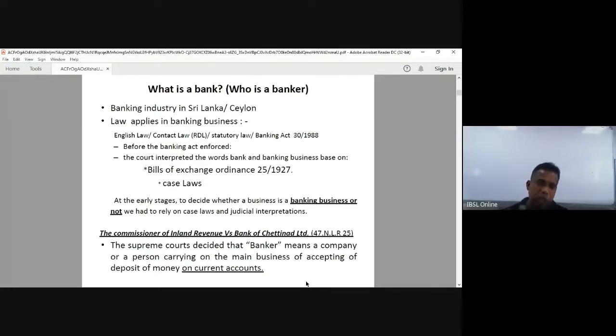Or what is the definition for the bank? So that is the question before the judge. So then what happened? There was no Banking Act at that time. So that is out then. The only statutory document available at that time was the Bills of Exchange Ordinance.